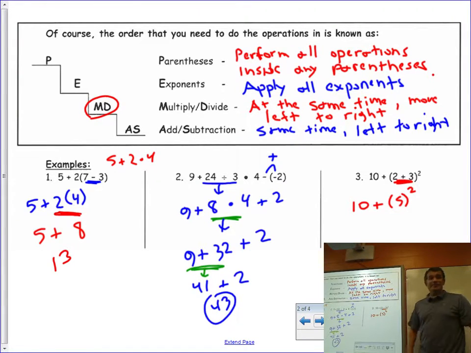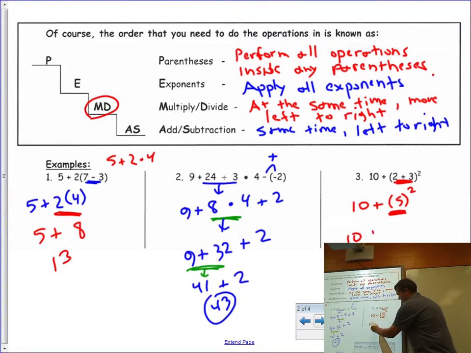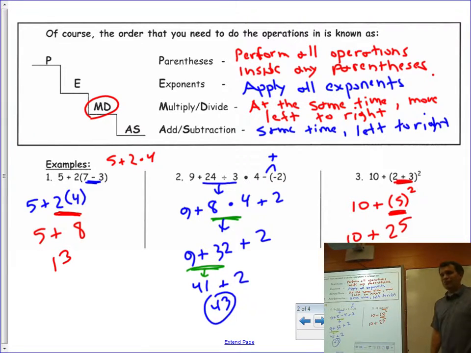Now that I've done the parentheses, the next step is to do the exponent. So again, this is what I'm going to do next. So that gives me 10 plus 25. Remember, 5 to the second power means 5 times 5. And finally, I can do the adding and subtracting. The 10 plus 25 is 35.